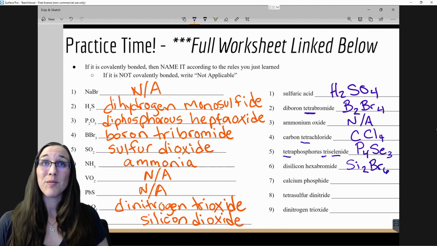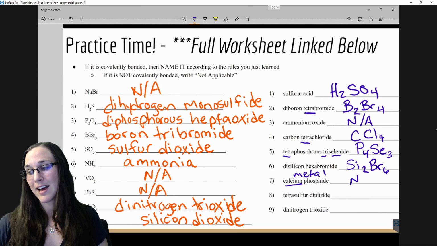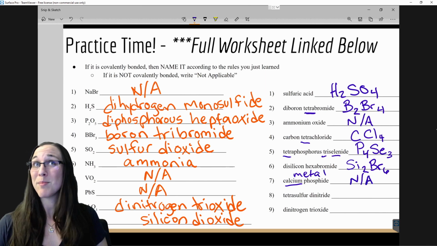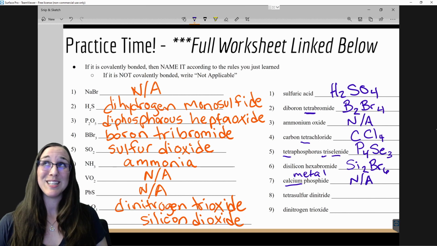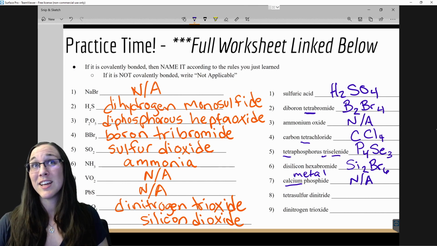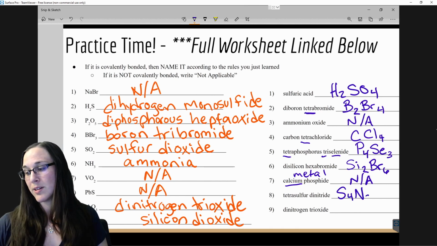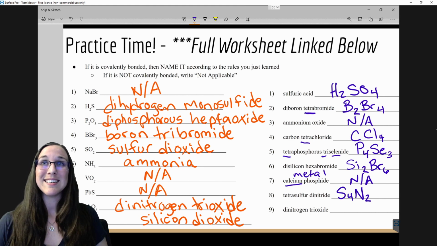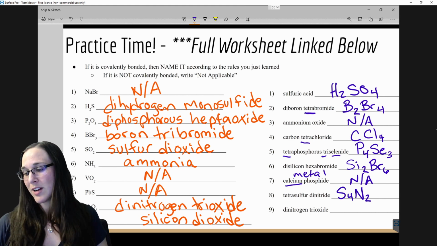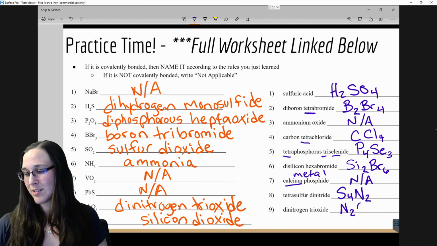Br6. Calcium phosphide. Hopefully you knew right away that calcium is a metal. Because of that, this is not applicable. We're not going to write out the chemical with metal atoms present using covalent bond nonmetal naming schemes. It doesn't work. Different rules apply. Tetrasulfur dinitride. There are 4 sulfurs, S4, dinitride, 2 Ns. And last but not least, dinitrogen trioxide. There are 2 nitrogens, N2, and there are 3 oxygens, O3.